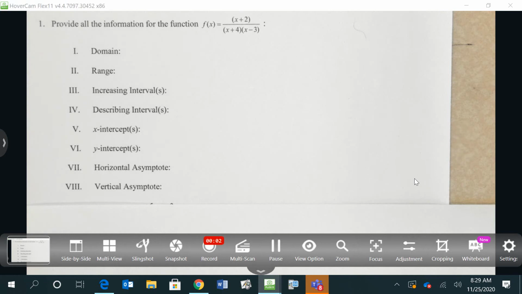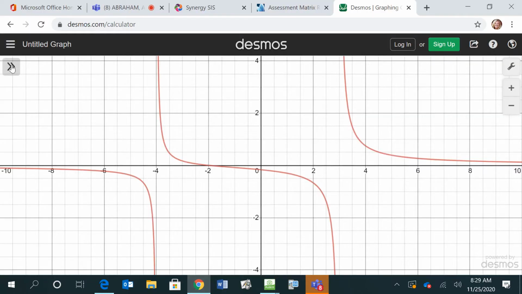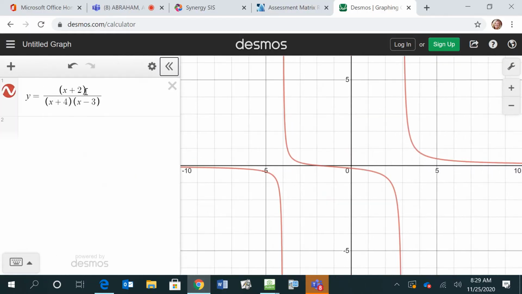Module 5 review. Number 1 provides us with an equation and asks us to analyze it from the domain all the way down to the asymptotes. So I'm going to go into Desmos, and I already took time to plug it in. Now notice when you do plug it in that it's important you use parentheses. We have the numerator separated by the division sign and then the denominator again in parentheses.